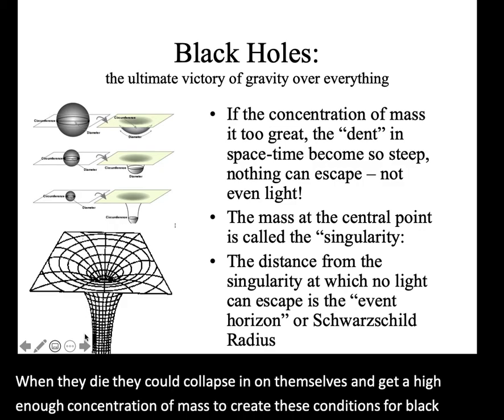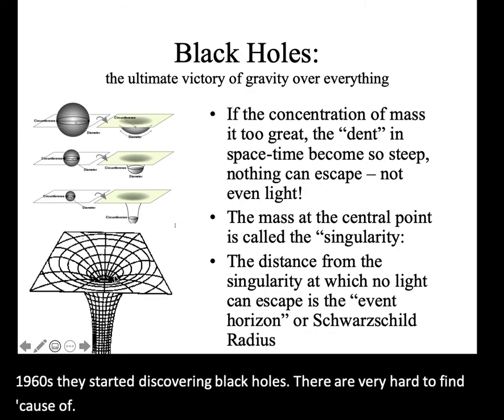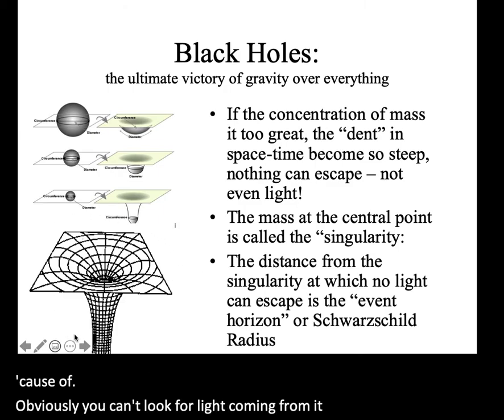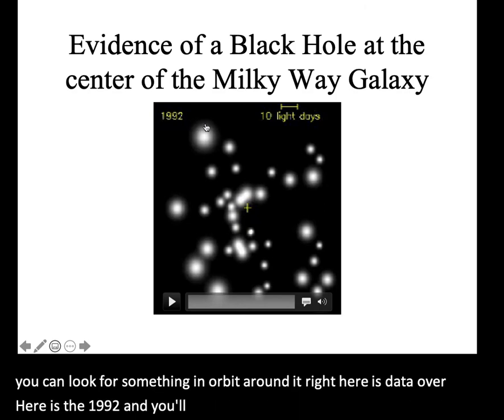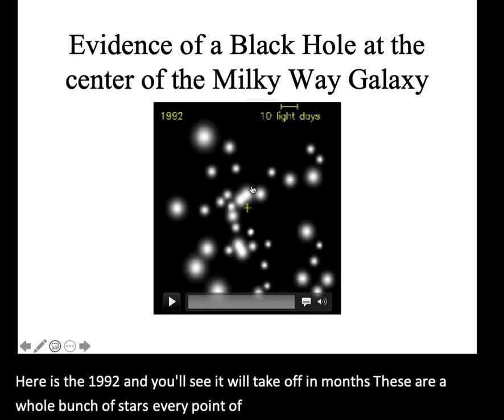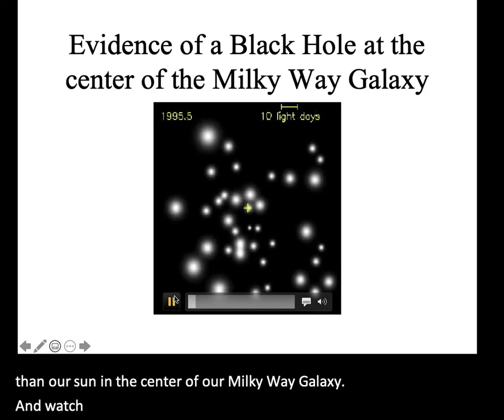And in the 1960s, they started discovering black holes. They're very hard to find because, obviously, you can't look for light coming from them. But what you can do is look for something in orbit around it, right? Here is data. Over here is 1992, and you'll see it will tick off in months. These are a whole bunch of stars. Every point of light is a supermassive star larger than our sun in the center of our Milky Way galaxy. And watch what patterns they're executing, right?